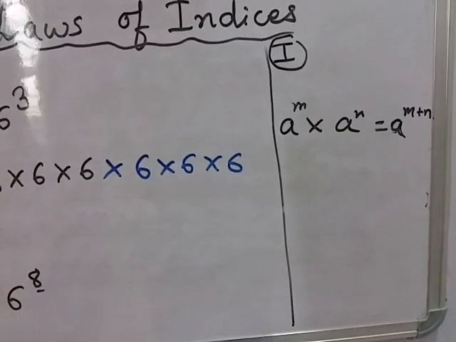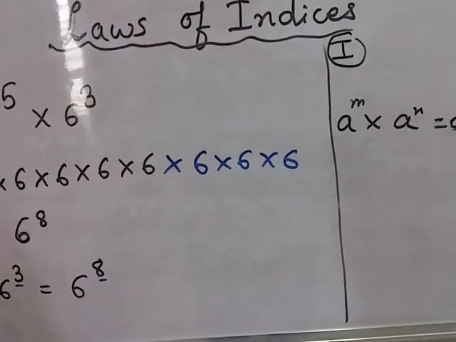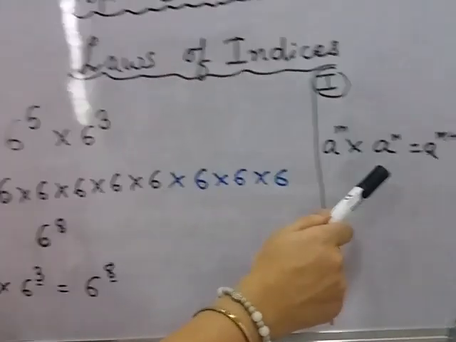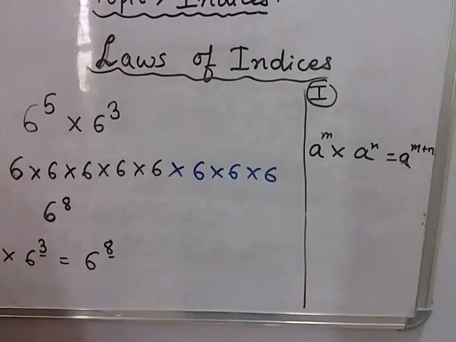I hope you understand. Just compare. When you're comparing the index, you will understand. 5 plus 3 it is 8. Okay, so based on this first law of indices, we are going to take our next practice set.